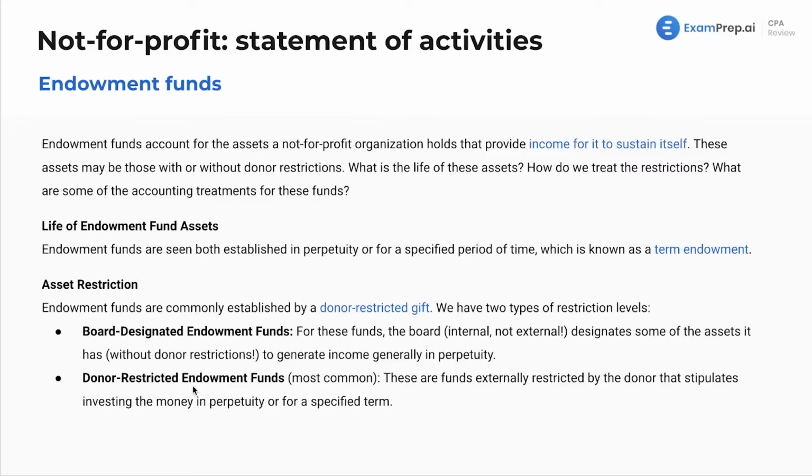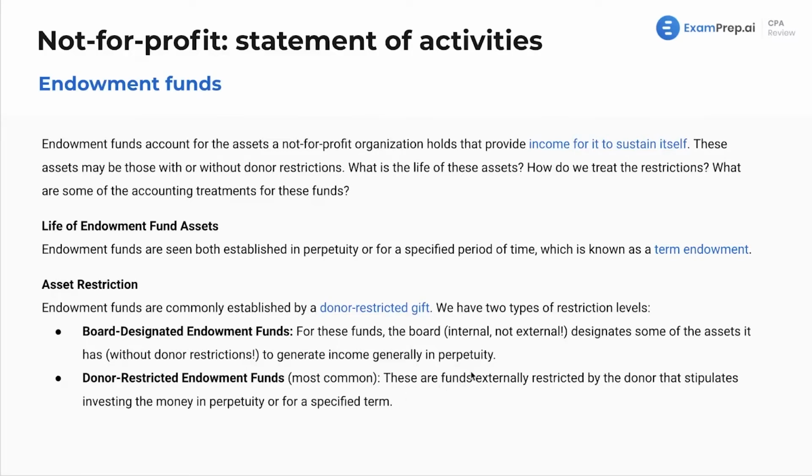Now, donor restricted, these are the most common. The donor might say, here's $1 million for your endowment fund. You can grow it, but I want you to use it to pay the tuition of some underprivileged students. Cool. These funds are externally restricted by the donor that stipulates investing the money in perpetuity or for a specific term.